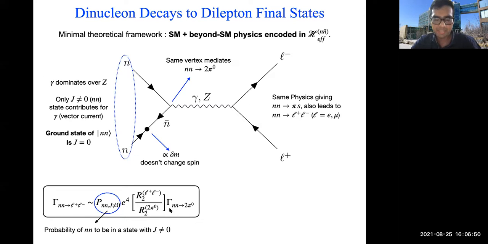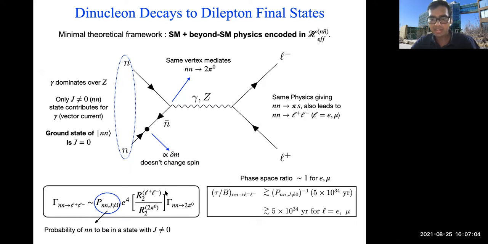So again, a specific UV model can predict a rate for Nn to 2 pi naught, say for example, but this has to obey an experimental bound, and we use that bound to infer a bound on Nn to L plus L minus. And this is our inferred bound. So even with this probability, which is less than 1, taken to be 1, the bound on Nn to L plus L minus is this one for e or mu.